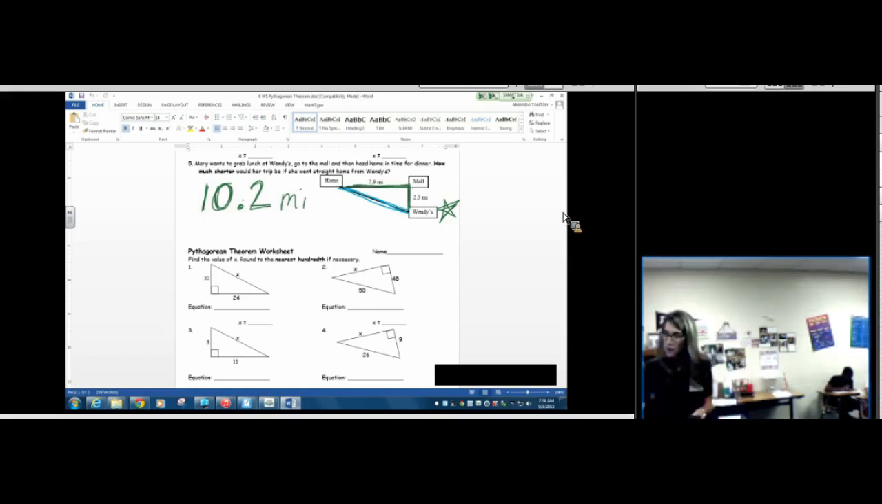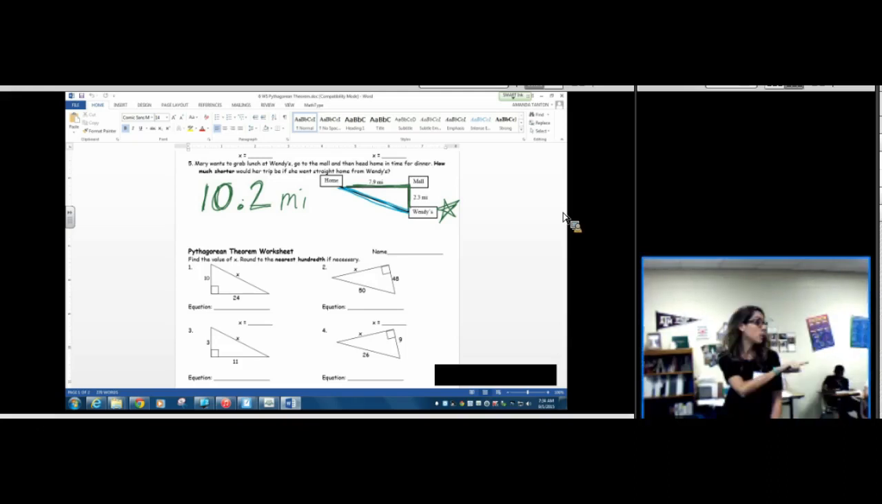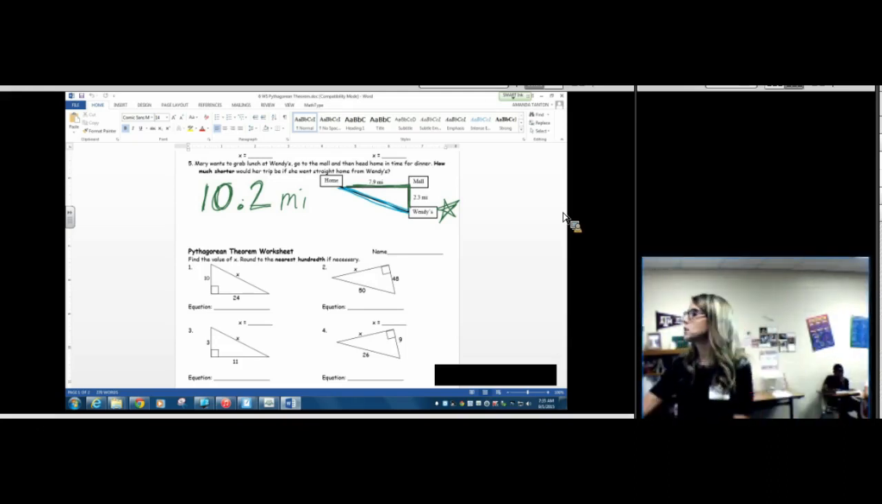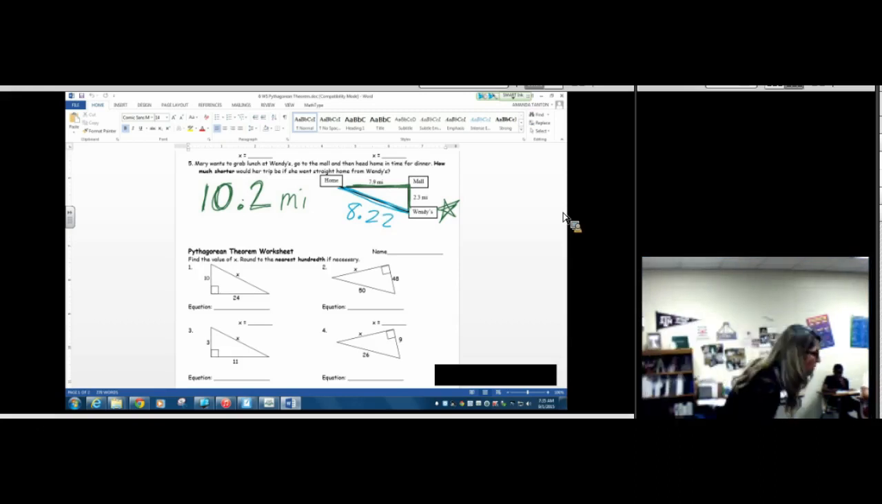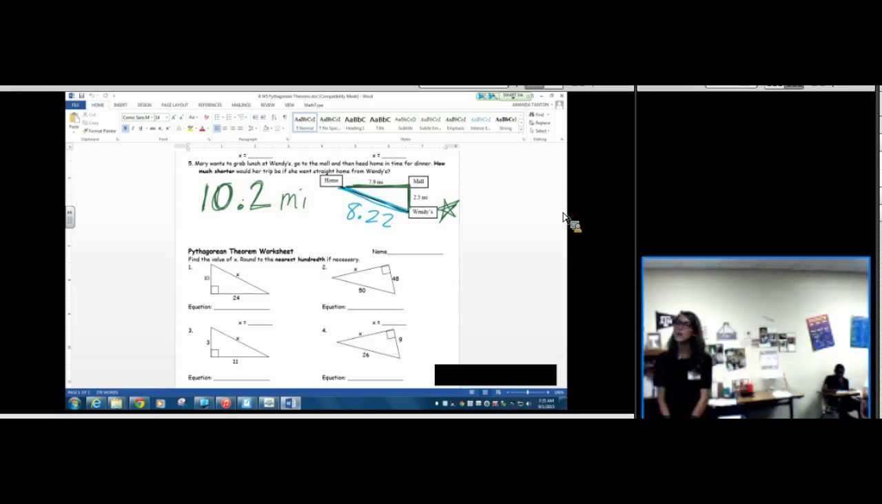Okay, how far is it? Jonathan, how far if she went straight home? 8.22? And don't put squared. Oh, I'm glad I caught that. Okay, so if she went straight home, he says the blue, if you did Pythagorean theorem, it would be 8.22. Is that what y'all got? 8.22. Cool. All right, and then we're not done.